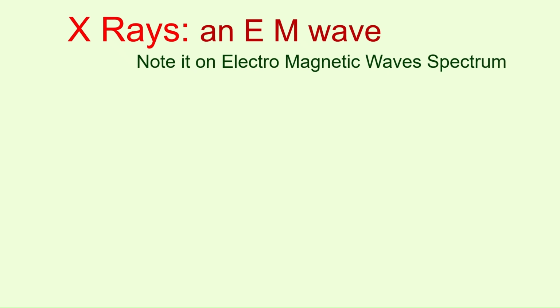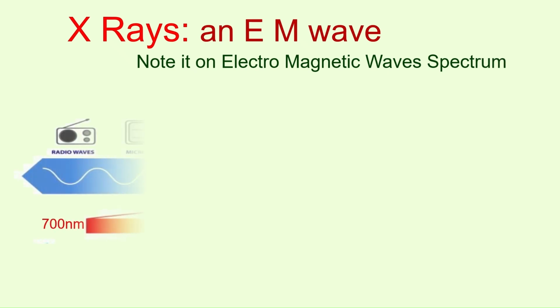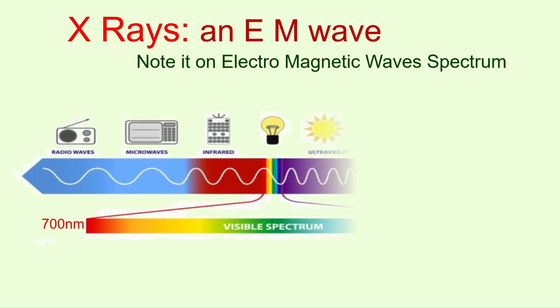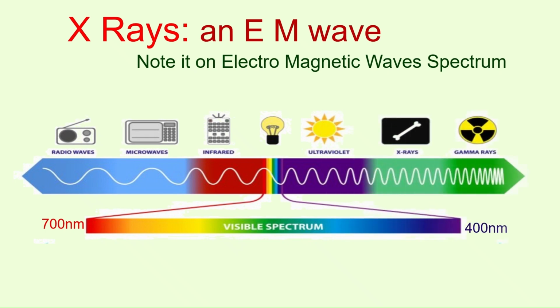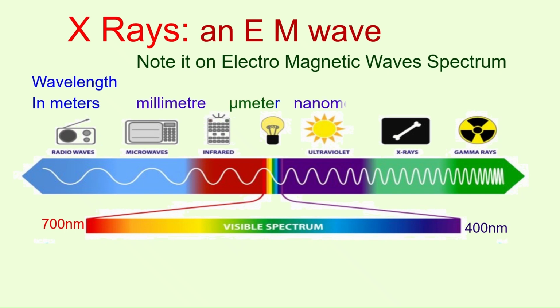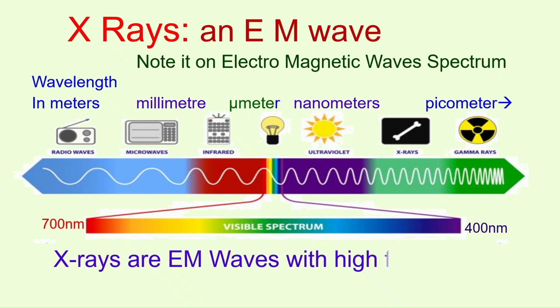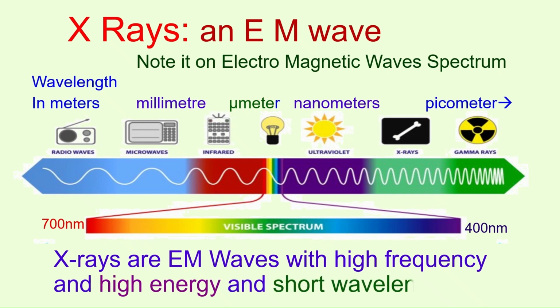X-ray is an electromagnetic (EM) wave, noted on the electromagnetic wave spectrum. X-rays are electromagnetic waves with high frequency, high energy and short wavelength.